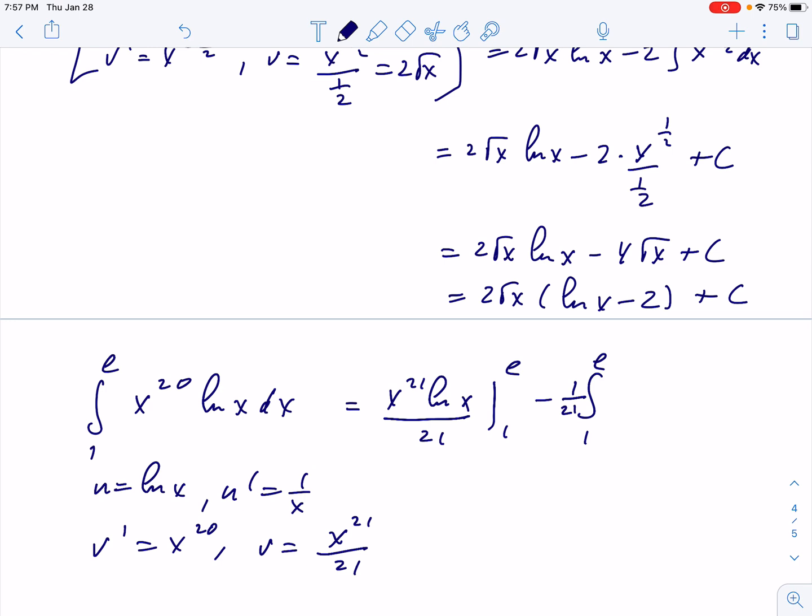And you see, u prime v, multiply these two, you actually divide by x v, so it becomes x to the power 20 dx, and that's all. The logarithm disappeared. That's it.